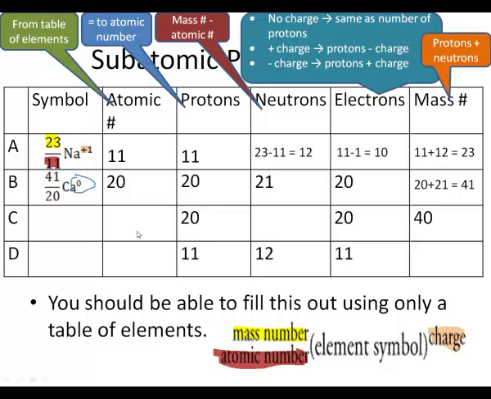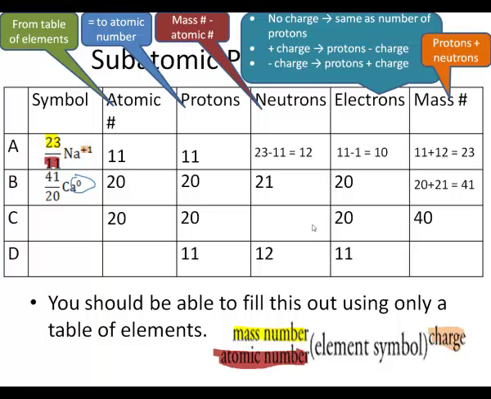So, the first blank that we come across here besides the symbol blank, we need to do that at the end, is atomic number. Now, atomic number is equal to the number of protons. So we got 20 protons here, so we know the atomic number must also be 20.